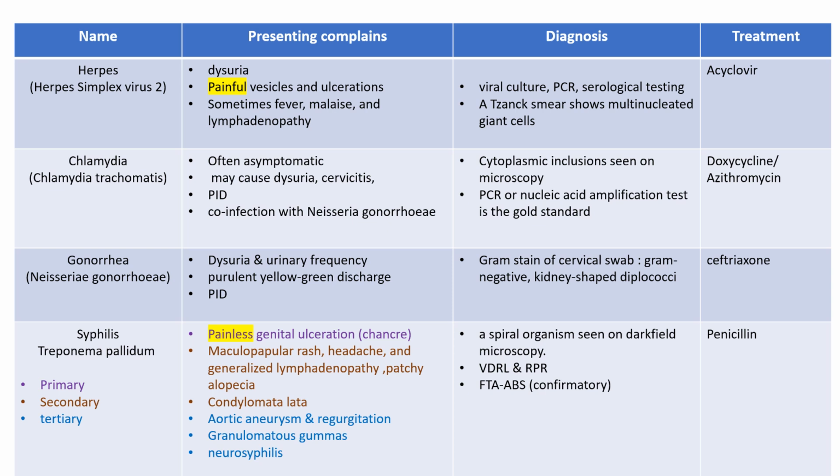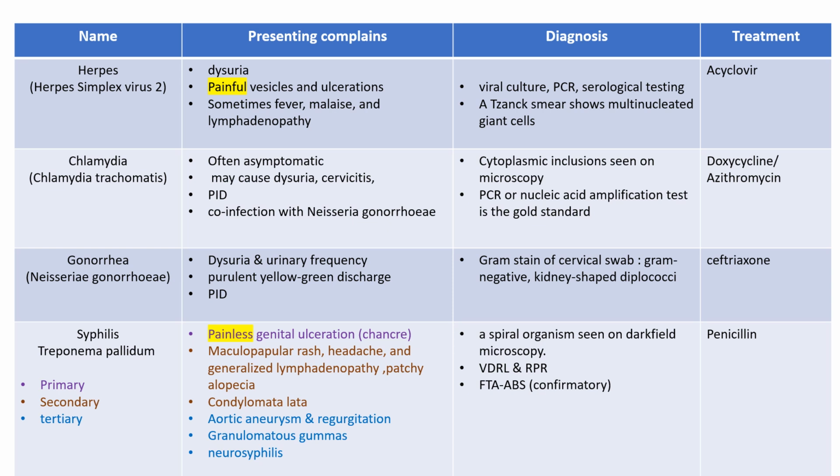So the fourth one here is herpes, which is caused by herpes simplex virus 2. And the patients present with dysuria and painful vesicles and ulcerations. Now here the term painful is the key word, which is sometimes used in the exam to direct students towards the diagnosis of herpes, because herpes is painful ulcerations.